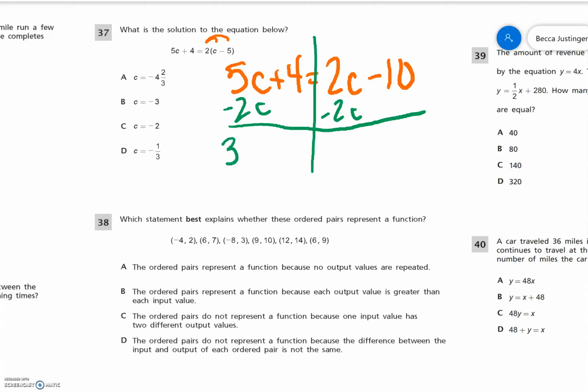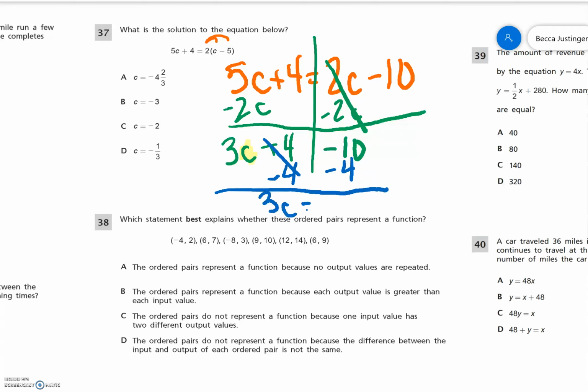5C minus 2C is 3C. Bring down your plus 4. 2C minus 2C cancels out, and we're left with negative 10. Now I'm trying to get C by itself. I got to get rid of the 3 and the 4. I'm going to get rid of the 4 first because it's farther away. 4's cancel out. 3C is equal to negative 14. And last but not least, divide by 3. 3's cancel out. So C is equal to negative 4 2/3 because 3 goes into 14 4 times. That would be 12 with 2 left over.